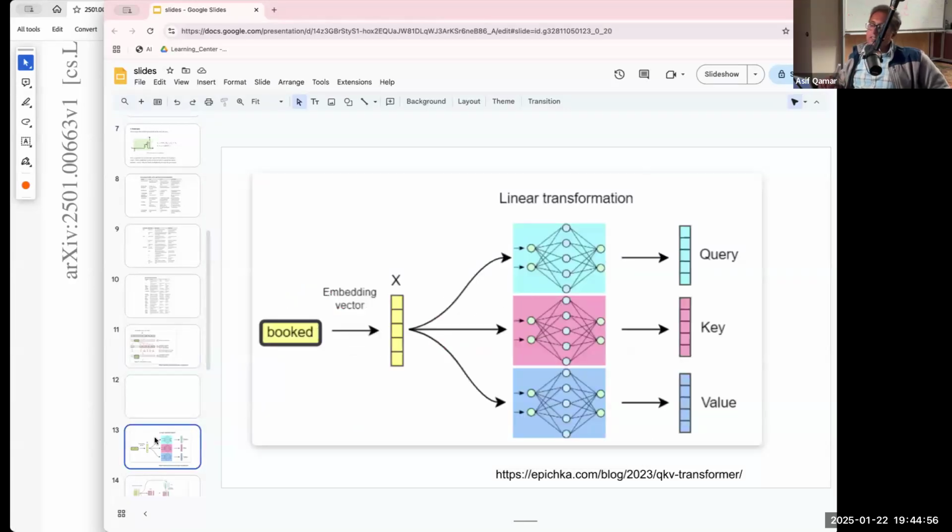But what is really happening behind the scenes, when the transformer architecture, like GPT, ChatGPT, gets the word booked, is that it goes into the embedding vector. First, there is an embedding vector or input vector for the word booked. And then it already has some learned matrices. You can imagine it's a neural network or neural cluster. Through that, it's able to figure out the query vector.